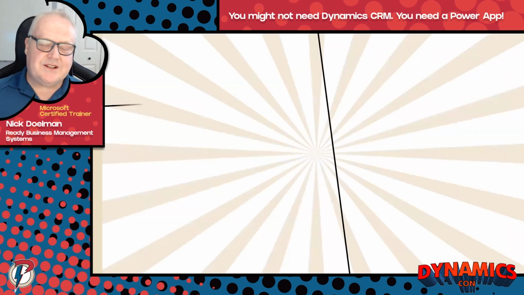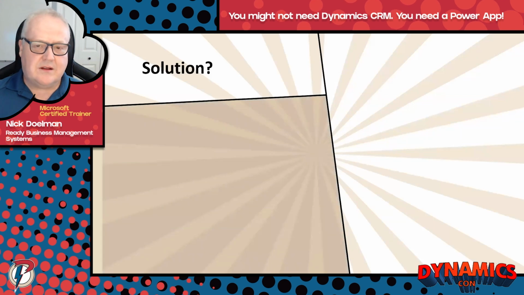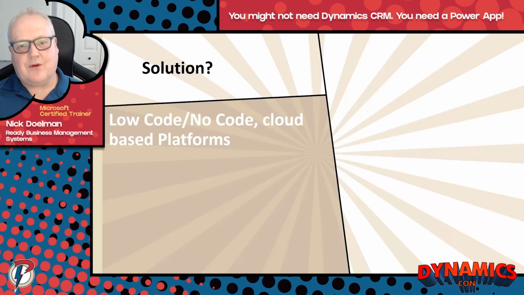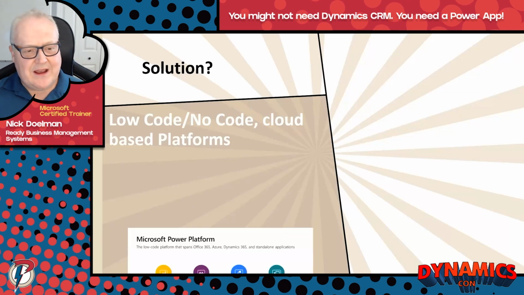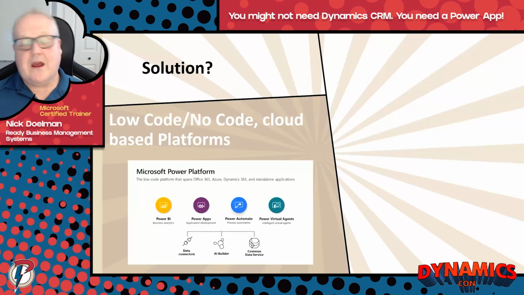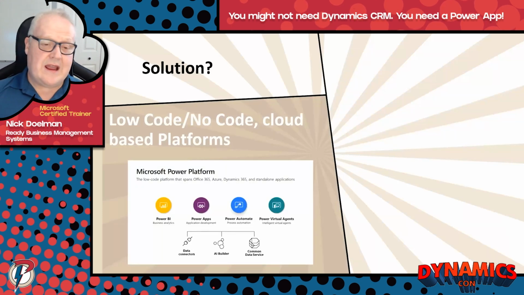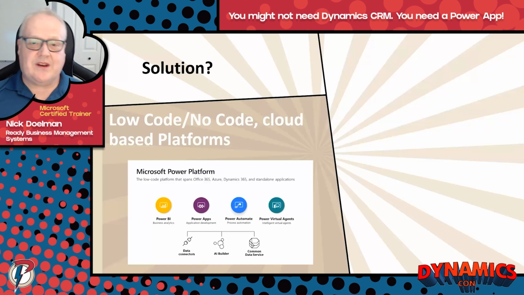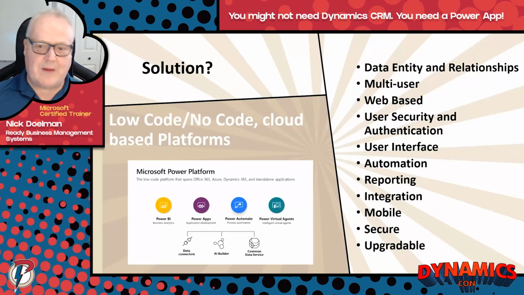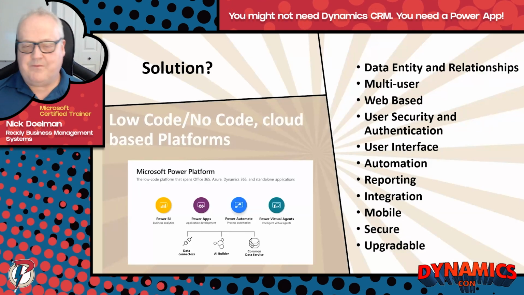So what's the solution to that? Well, there are the low-code, no-code, cloud-based platforms. Now, of course, I'm a big fan of Microsoft. We are talking about Dynamics today. So there is the Microsoft Power Platform, but there are others out there. And the reason why it's better than an Excel sheet or an Access database is we have all those things we talked about earlier: the multi-user, the web basis, security, reporting, integration, all of those great features.